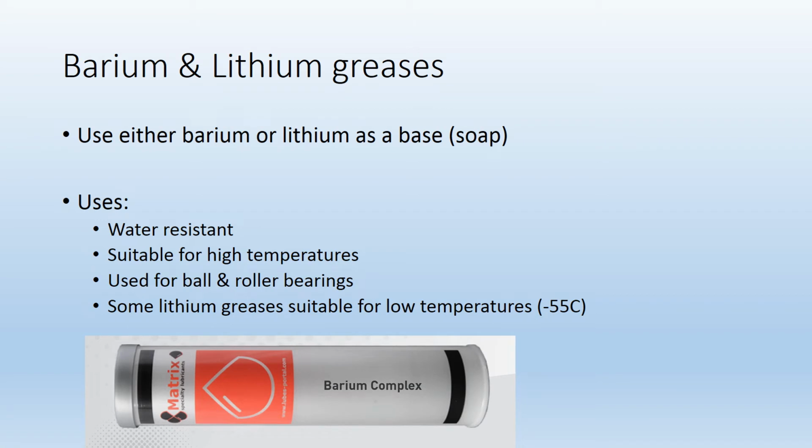Barium and lithium-based greases use either barium or lithium as their thickening agent. The uses are water-resistant applications, also high-temperature applications. They're good for ball and roller bearings, and some lithium greases are suitable for low temperatures, such as minus 55 degrees Celsius.